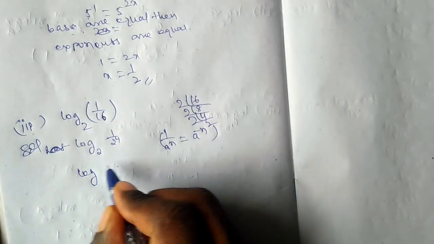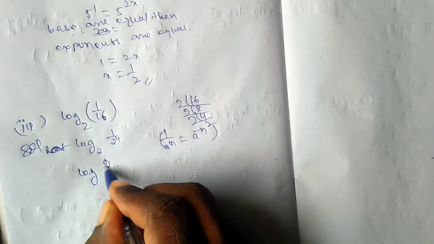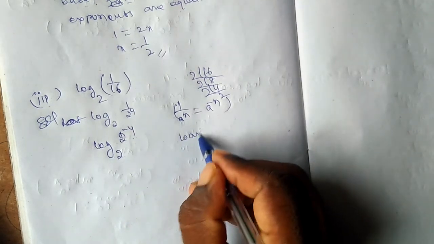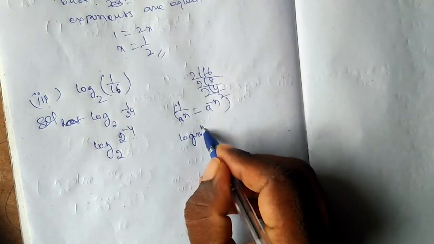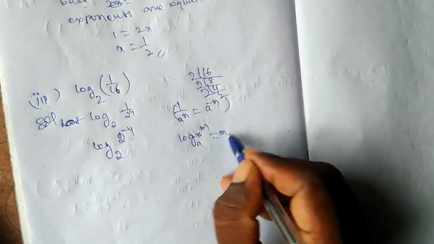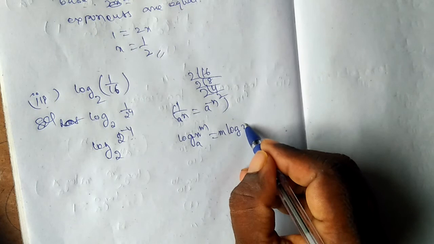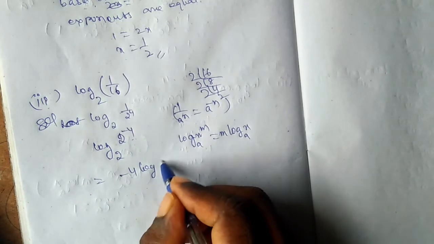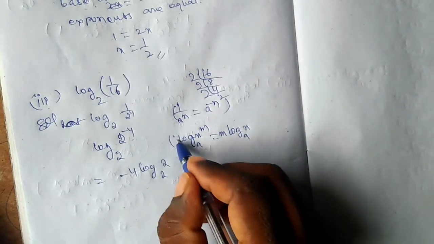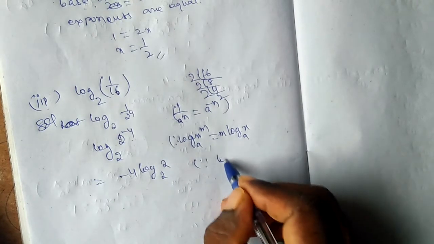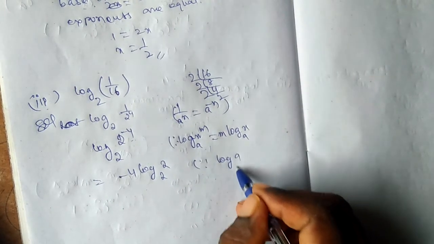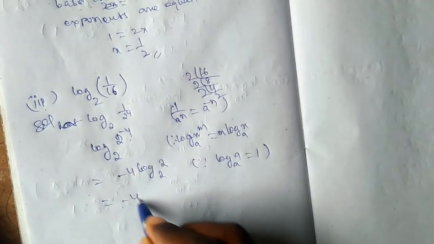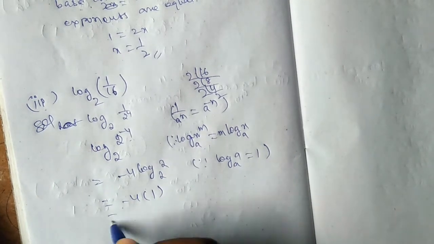So it becomes log 2 to the power of minus 4 base 2. Now, log x to the power of m base a is equal to m log x base a, so here it has minus 4 log 2 base 2. Again one more property, log a base a is equal to 1. So minus 4 into 1 is minus 4.